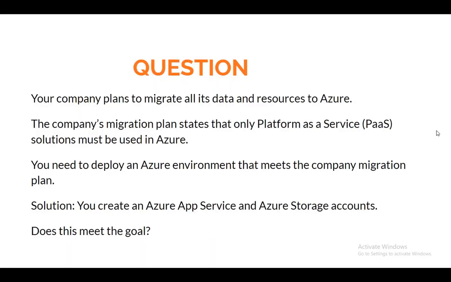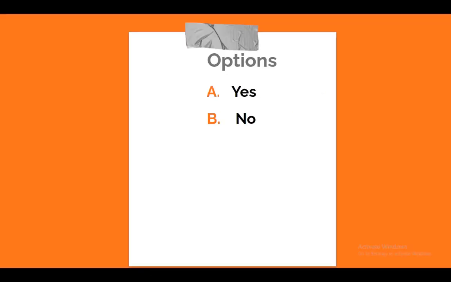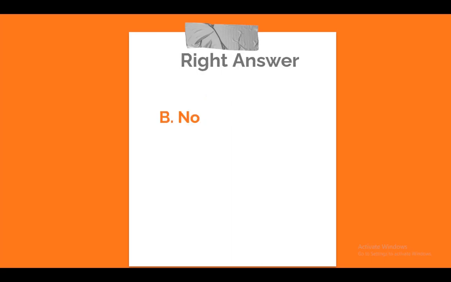Next question. Your company plans to migrate all its data and resources to Azure. The company's migration plan states that only platform as a service solutions must be used in Azure. You need to deploy an Azure environment that meets the company migration plan. Solution: you create an Azure App Service and Azure Storage accounts. Does this meet the goal? And here are the options. Option A: yes. Option B: no. The correct answer is option B: no.